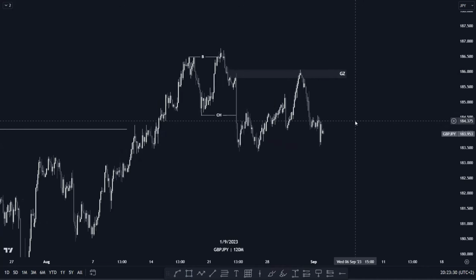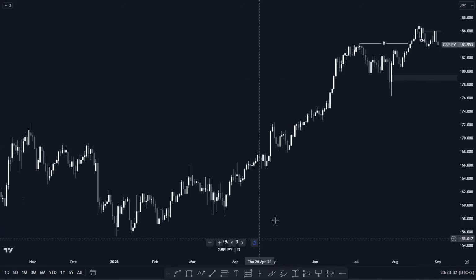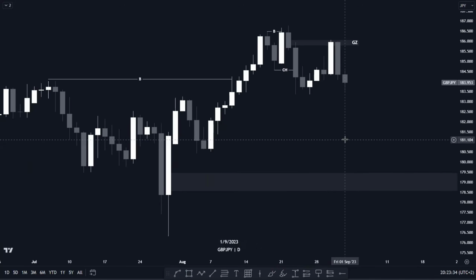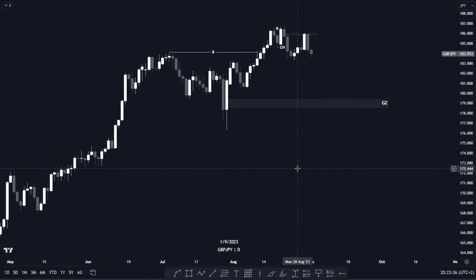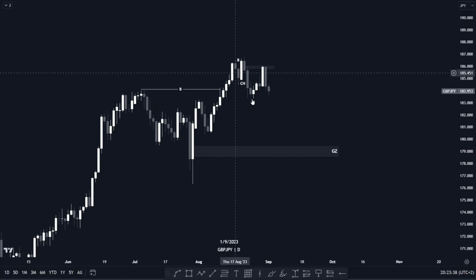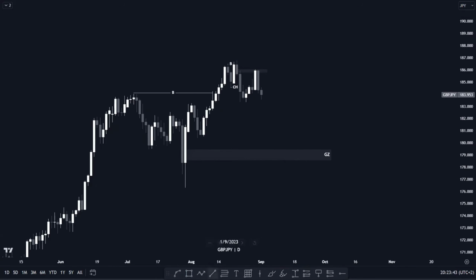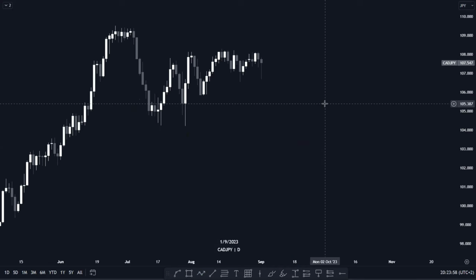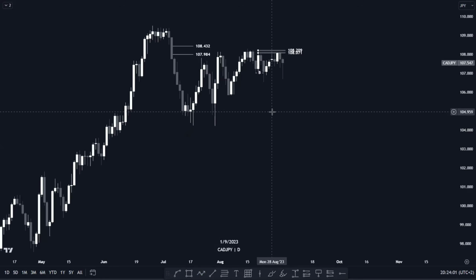And as you can see here, if you go back to our daily chart, this is a clean sell to buy model, because now you're taking your counter trend trade from this high here. So what you're going to do is take your trade here, hold it until your golden zone, then take your buying opportunities to push price to the upside. Okay, so that's it for GBP JPY. Moving on to CAD JPY.